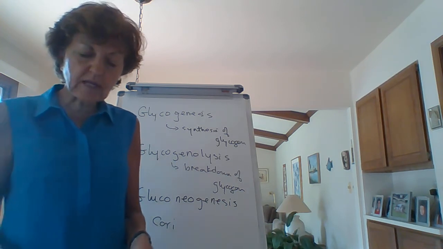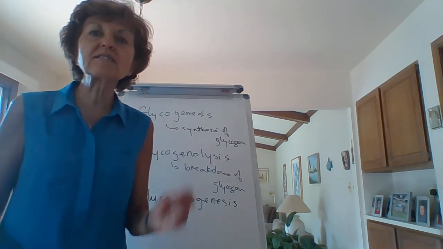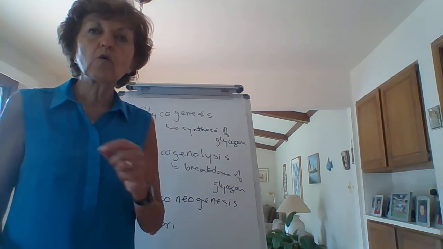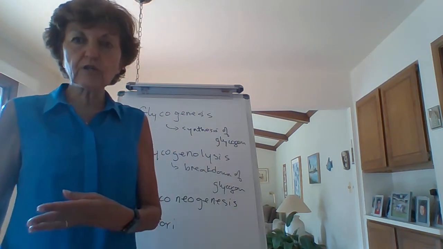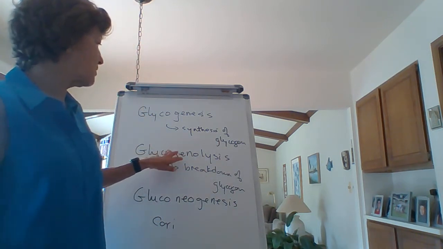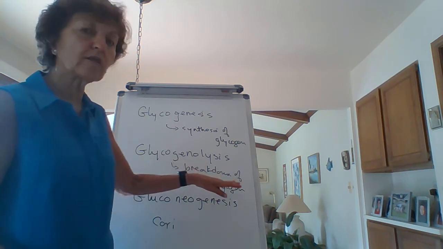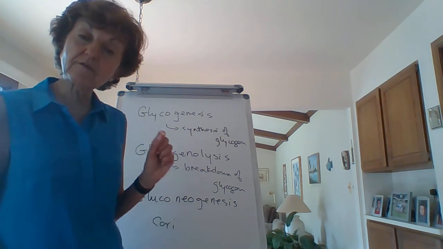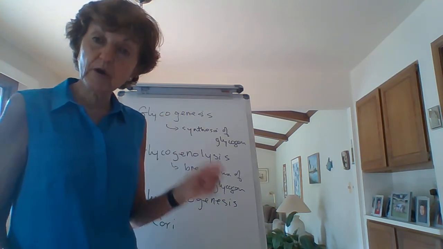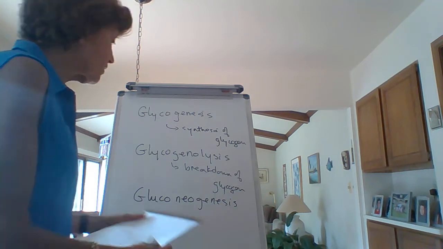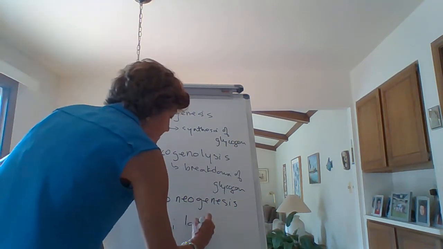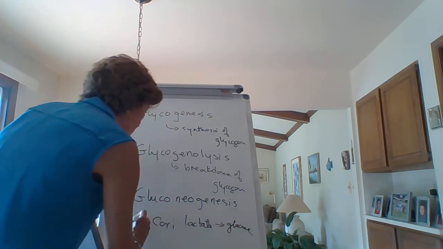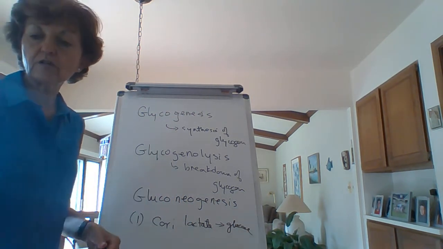And then gluconeogenesis, what that means is the synthesis of glucose from non-carbohydrate material. So it's not like you're starting off with a glycogen and turning it into glucose. That is what this is. Glycogenolysis is breaking down of glycogen and you end up with glucose. But gluconeogenesis is synthesis of glucose from non-carbohydrate material. So the Krebs cycle allows lactate to get turned into glucose. So that's one type of gluconeogenesis.